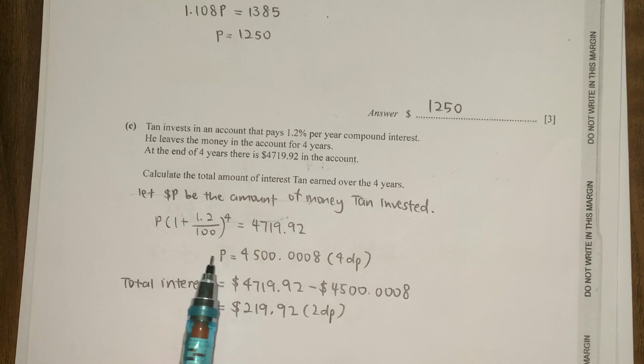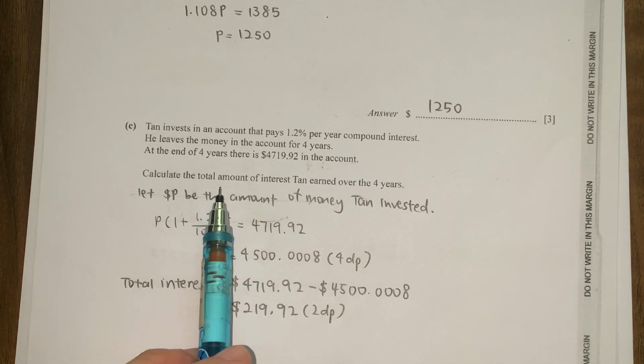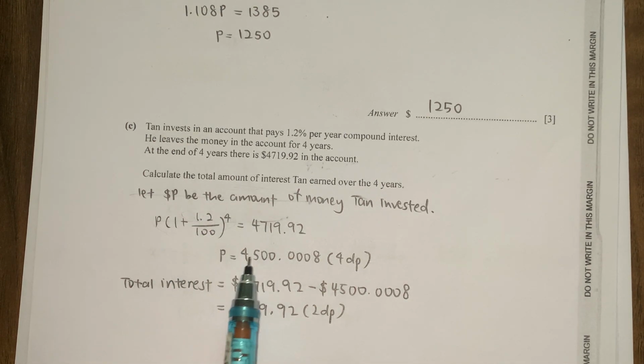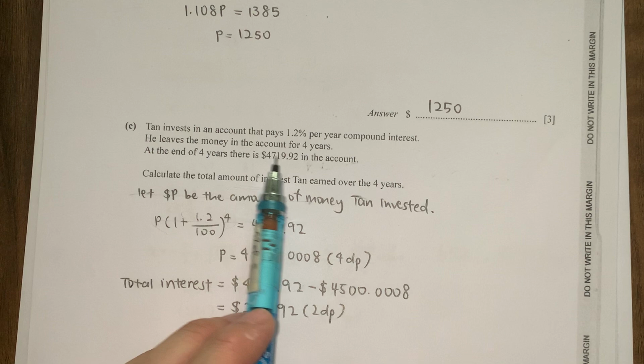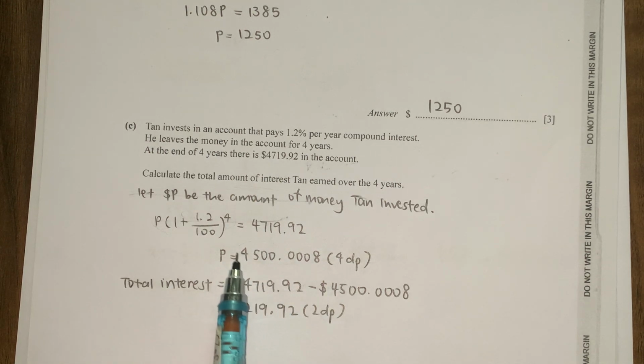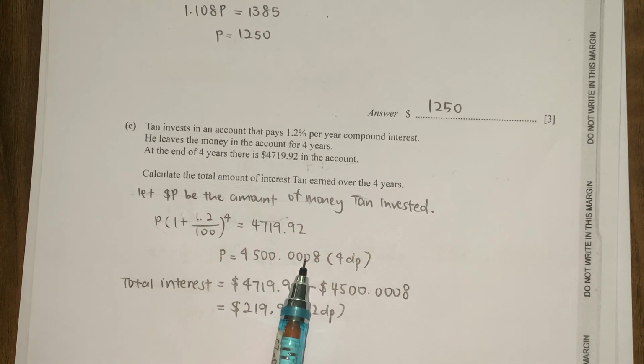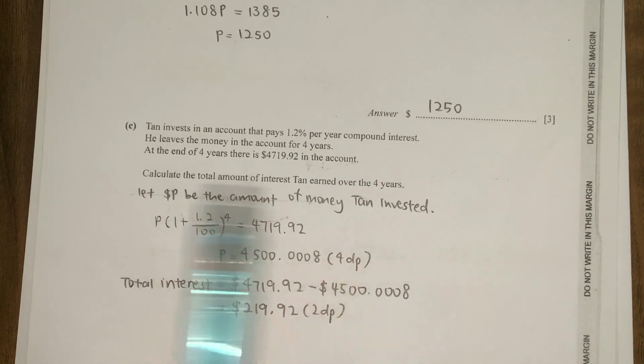But this p is the starting amount. Be careful. I want total interest, so you need to take this starting amount, this p, minus away the total. So this one is the total, and then minus the starting, which is 4500 point something, and then this 200 plus is actually the interest earned over the 4 years. Okay, so it's a lot of English. It's more English than maths, to be honest. Okay, so it's a bit blur.